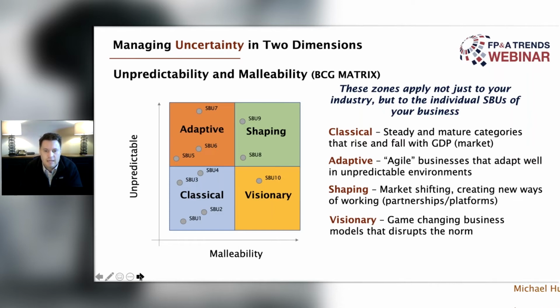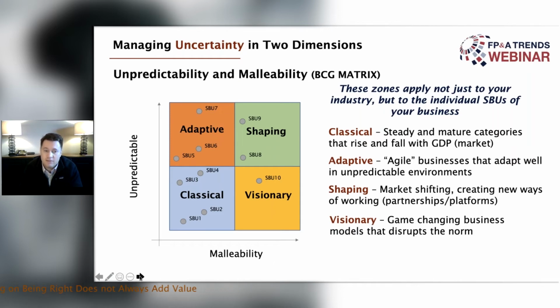to really optimize that. So a classical, again, you're sort of in that steady state world. You're using GDP or other market indicators to stay intact. A lot of people will start talking about agile planning strategies. That really relates more to the adaptive quadrant. It's great in unpredictable times to be a little bit more agile.